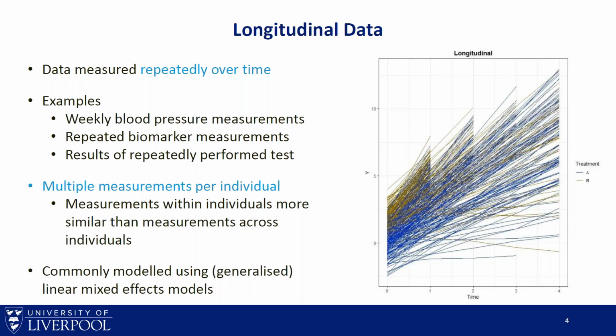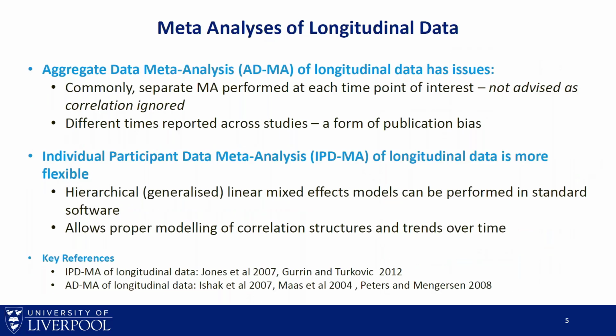Longitudinal data is commonly modelled using linear mixed effects models if the longitudinal outcome is continuous. If it's not continuous, their extension generalised linear mixed effects models is commonly used, although other approaches do also exist. Now, methods for both aggregate level and individual participant level meta-analysis of longitudinal data have been proposed in the literature.